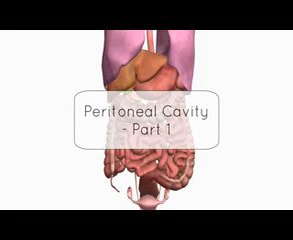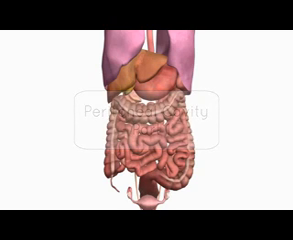Okay, so this is a tutorial on the peritoneum and the peritoneal cavity. The peritoneum is a thin serous membrane which lines the abdominal cavity and a lot of the viscera within it. So it's kind of similar to the pleura and the serous pericardium. A serous membrane is one which produces serous fluid.